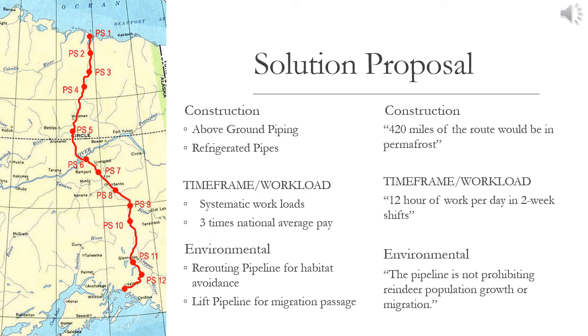As for the native reindeer in Alaska, concerns of migration stoppage rose among environmental groups. Yet, using algorithms, the reindeer's migration route was determined and the pipeline was constructed to be lifted high enough in specific areas to allow the reindeer's passage. Through further observations, it was then stated that the pipeline is not prohibiting reindeer population growth or migration.